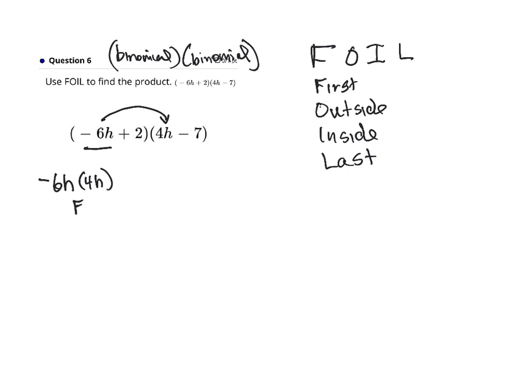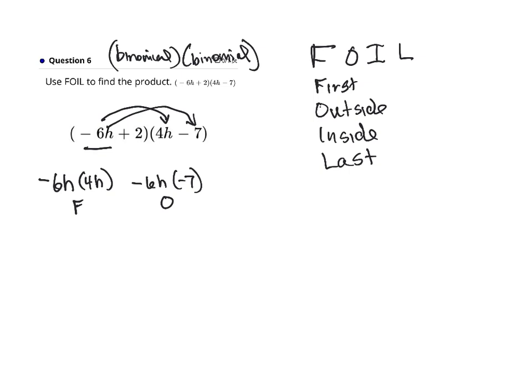Then I'm going to take the negative 6h and I'm going to multiply it times the negative 7. So negative 6h times negative 7. If you look at the problem, those are the numbers on the outside. If you look at the entire problem, negative 6h is on the left outside, negative 7 is on the right outside. So I've multiplied the negative 6h times everything in the other set of parentheses. You don't multiply it times the same thing in there, the 2. That's in the same set of parentheses, just in the other set.